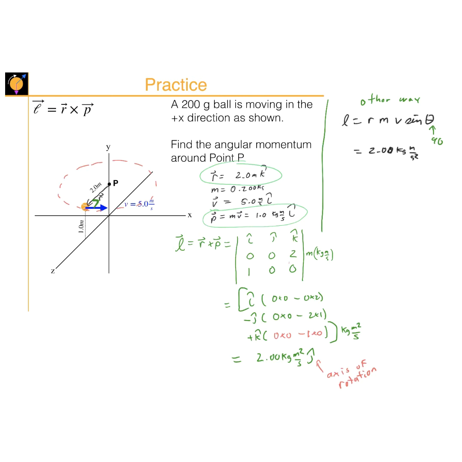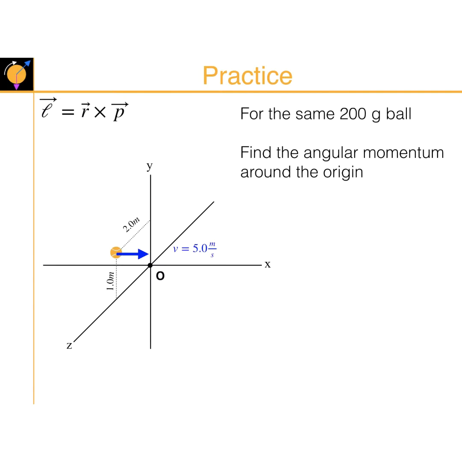So let's do the same problem, except this time we want to find its angular momentum around the origin. So in this case, it's slightly different. Before, we found the angular momentum around this point, but now we're going to find the angular momentum around the origin. So it's rotating around a slightly different point. So let's write down our R vector. The R vector is a vector that points from the origin to the ball.